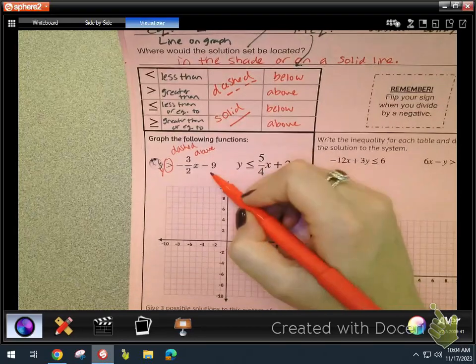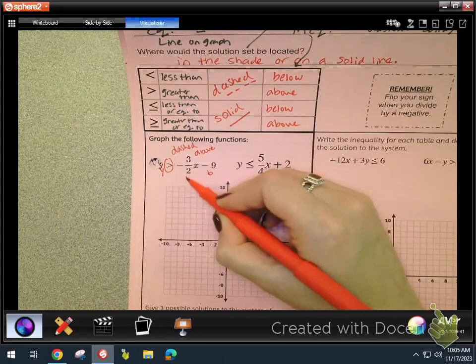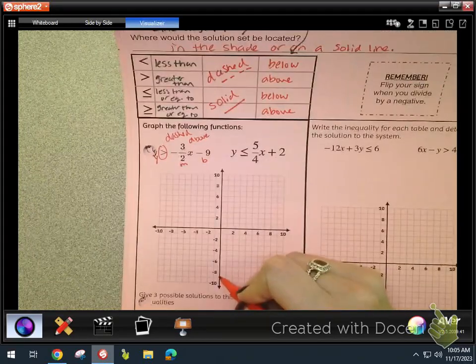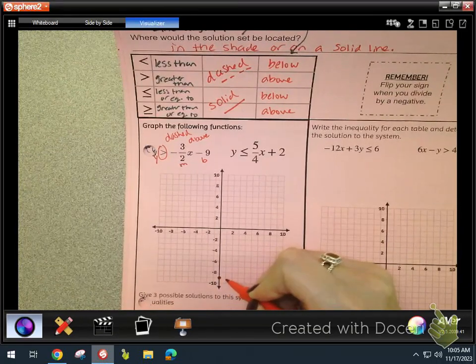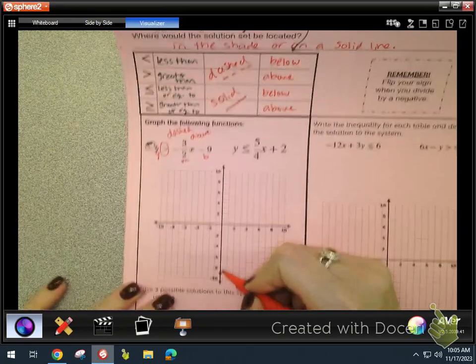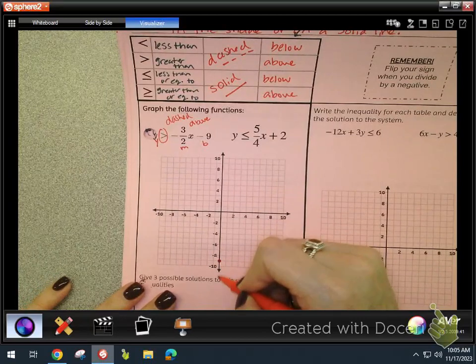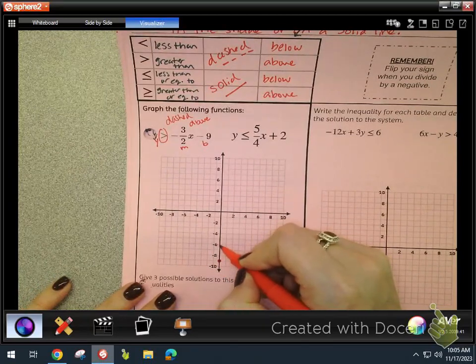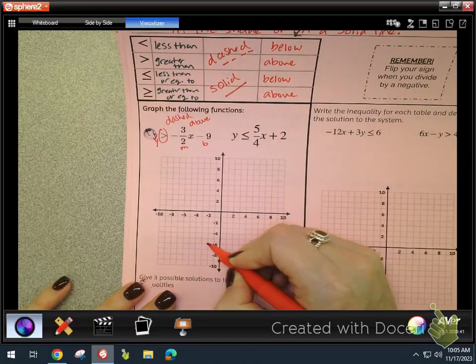All right, what's my y-intercept? Is this the same one that we did last time? Yeah. Okay, so my y-intercept is -9. My slope is -3/2. Remember, this is the one we didn't have room to go down, so we went up 3, left 2.